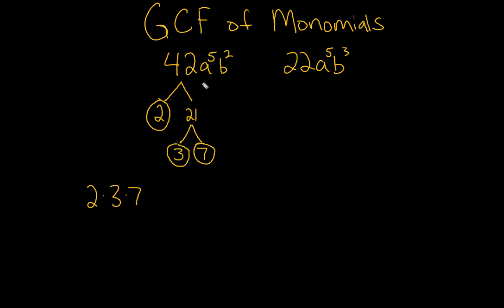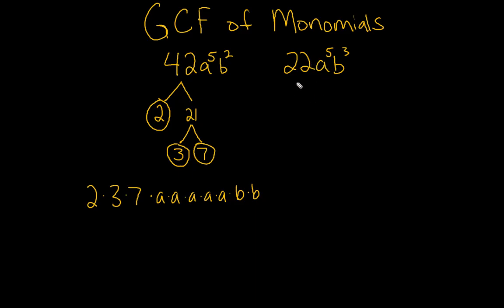Then for the variables, we break them down based on their exponent. Here we have 5 A's and 2 B's, so we are going to break this down to A times A times A times A times A, 5 of them, and then 2 B's. Here we have the prime factorization of this monomial all broken down into their individual prime factors. If we multiplied this back out, we would get 42a to the 5th times b squared.